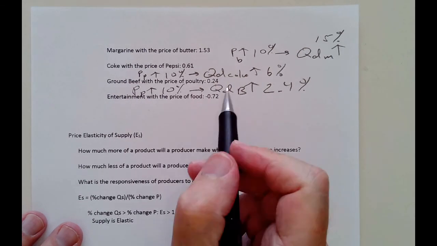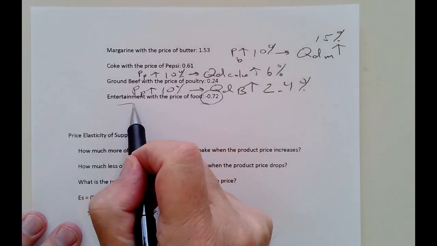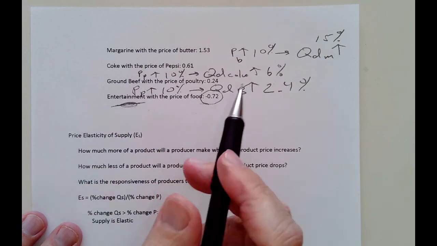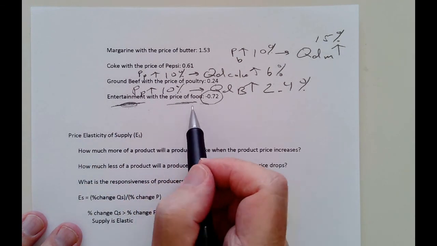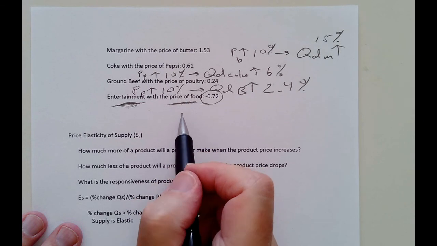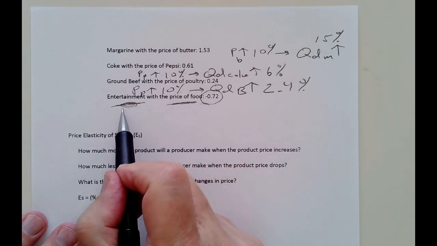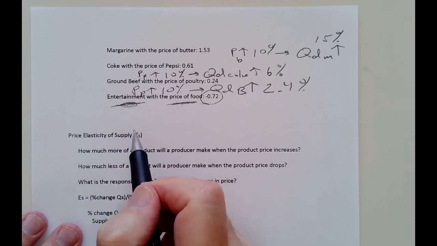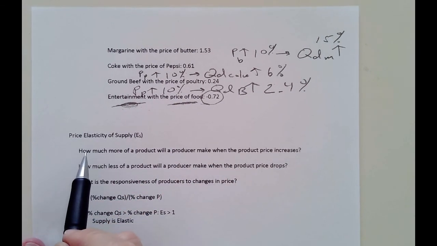And then we have a negative number, which is a complement. And this tells me that the entertainment industry, going out to the movies, miniature golf, plays, theaters, concerts, are pretty much associated with buying food. This looks like it's probably restaurants. And so if the price of restaurant meals goes down by 10%, people would pay maybe 7% more for entertainment. So they seem to be connected. Okay, let's stop there. And I have one more price elasticity to talk about, and that would be for supply.